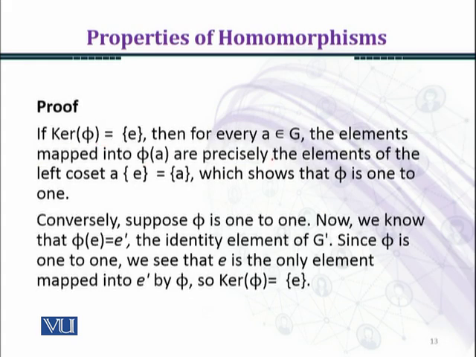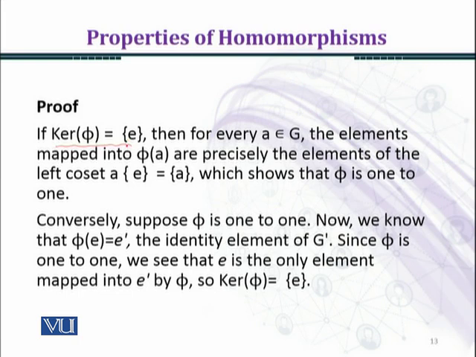Let's prove the corollary. We are going to prove if and only if condition. So firstly we take kernel of phi is equal to singleton E, and we need to prove that phi is 1 to 1, and then conversely we shall take phi 1 to 1 and we shall establish kernel of phi is equal to singleton E. Let's start with the direct statement.